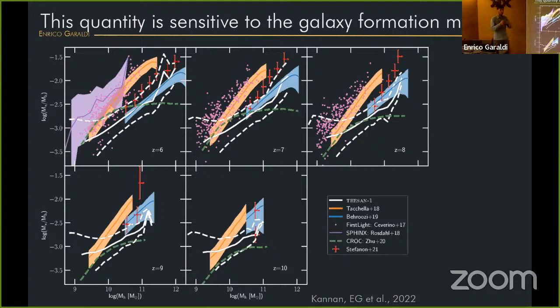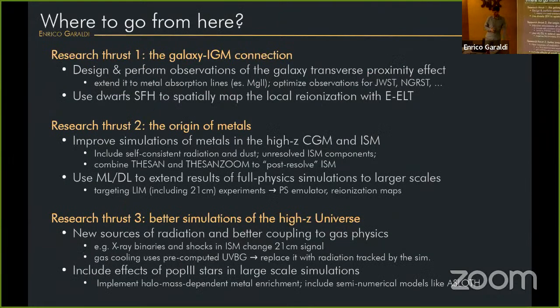Okay, this is essentially all I wanted to show you. Let me just provide briefly an outlook. I told you at the beginning, we are entering this era where we have a lot of observations of the high redshift universe, a lot of different probes. So where do I think we should go as a field?